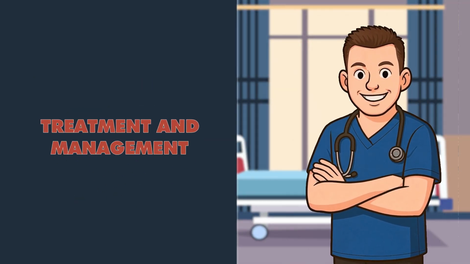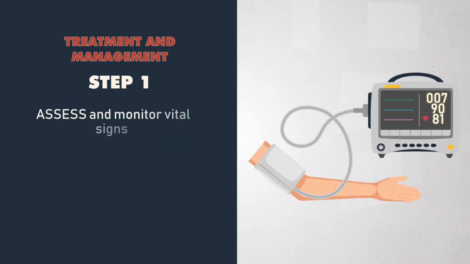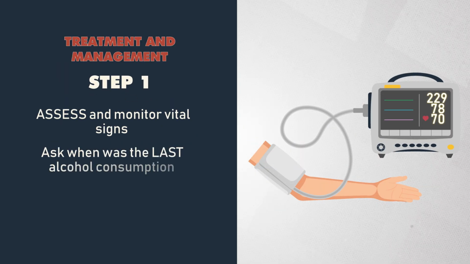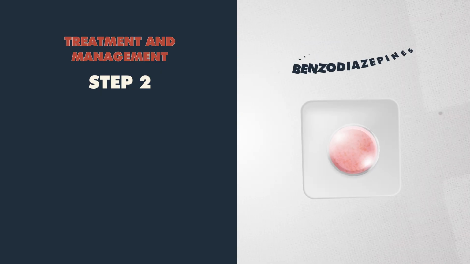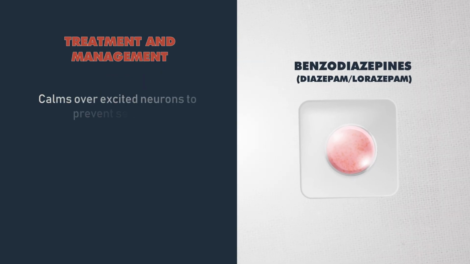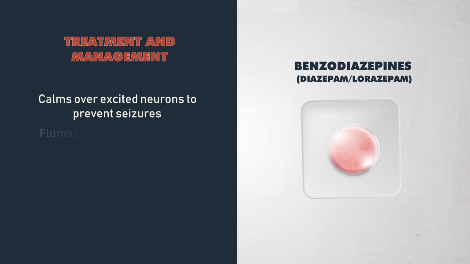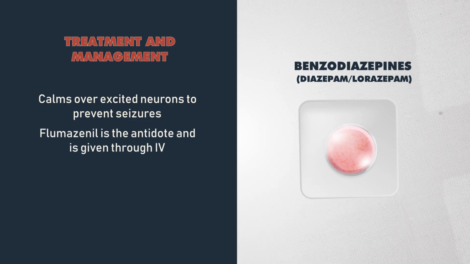So, as nurses, for treatment and management, we should always assess and monitor vital signs. Ask when the last drink was to figure out if they could possibly be in phase 1 or phase 2. Step 2, we're going to medicate them. We can use benzodiazepines, diazepam, lorazepam. This is to calm the overexcited neurons to prevent seizures. If too much benzos were administered, flumazenil is the antidote.